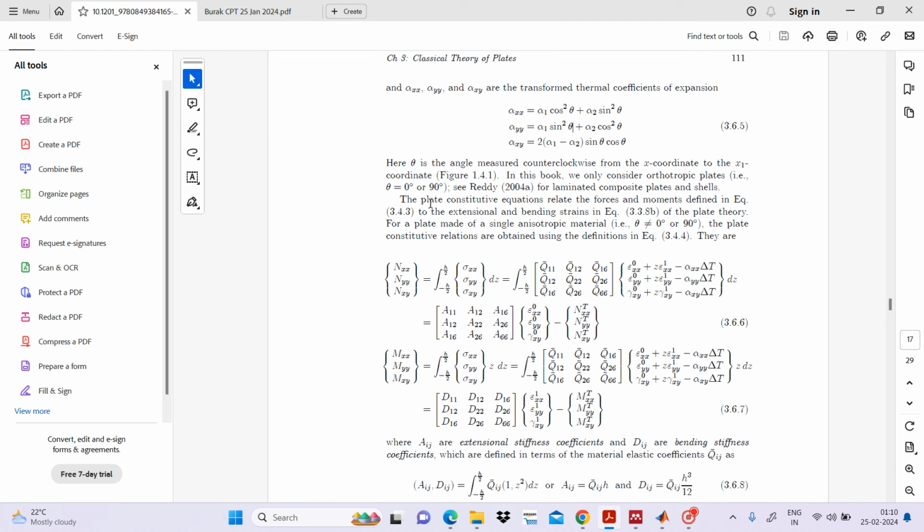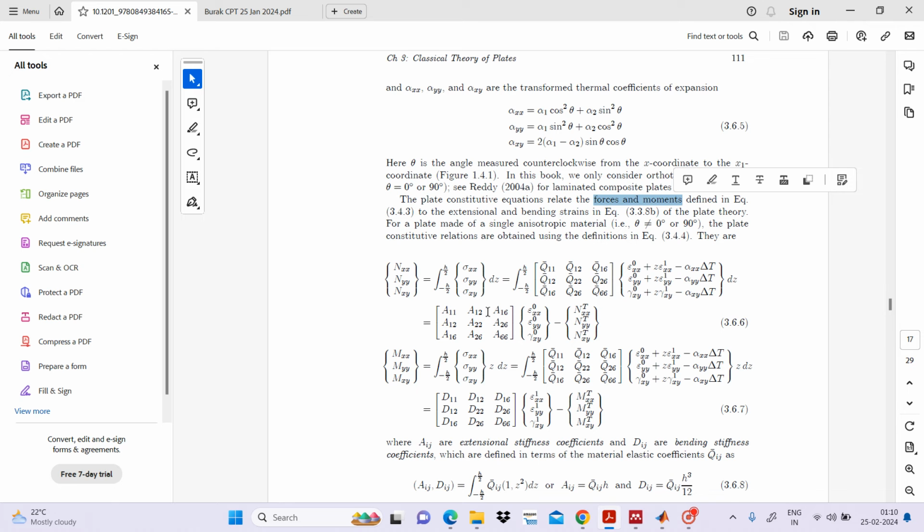Now we will see that the plate constitutive equations relate the forces and moments, and we are interested in getting these forces and moments. When we integrate the stresses sigma xx, sigma yy, sigma xy through the thickness from minus h by 2 to plus h by 2, we get the resultant forces. Similarly, when we integrate the stress times z dz, multiplying by z, we get the bending moments.